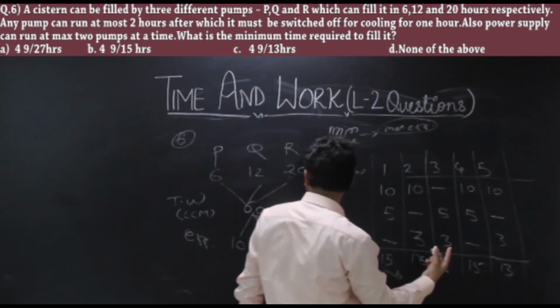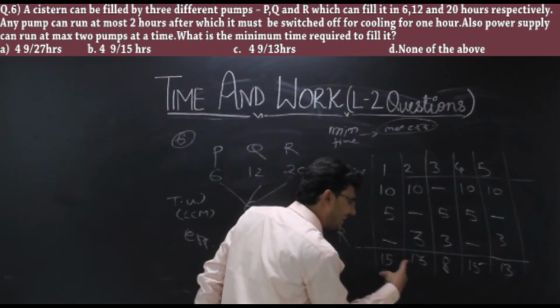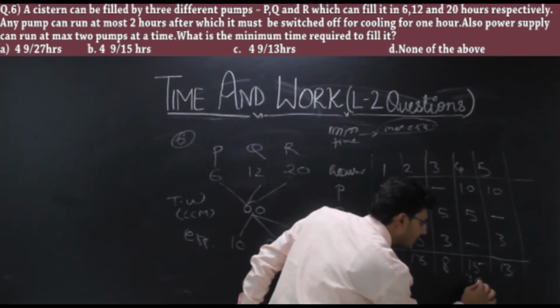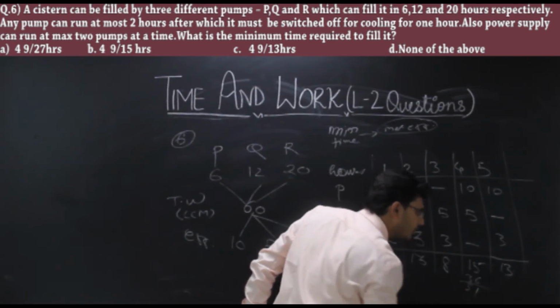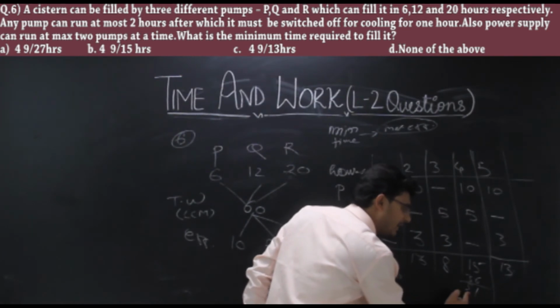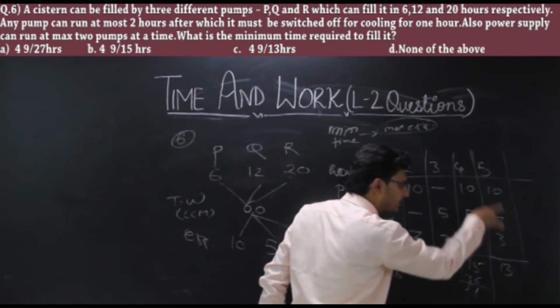So let's calculate work. I needed to do 60 units of work. So this is how much? 15 plus 13, 28. 28 plus 8, 36. This 36 plus 15 is 51 units done till the fourth hour. Now 51 has been done, I just need to do 9 more. So I will not require even a fifth hour completely.